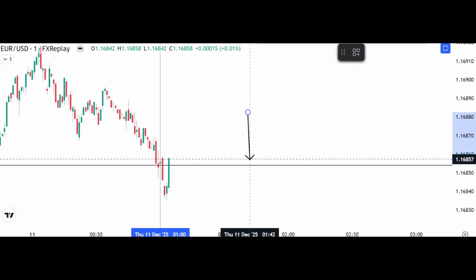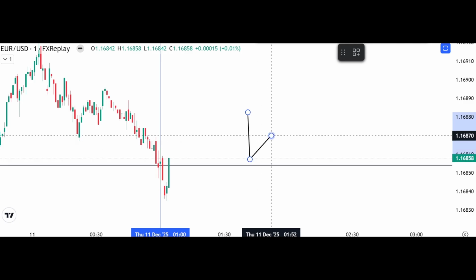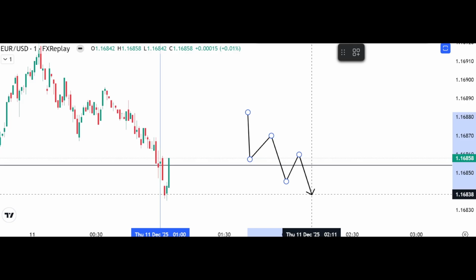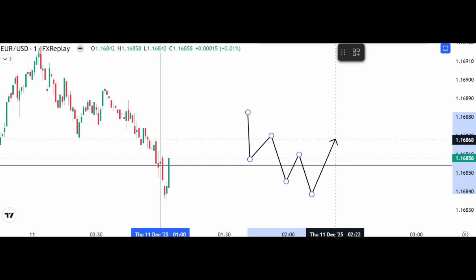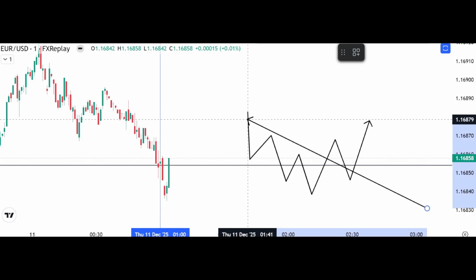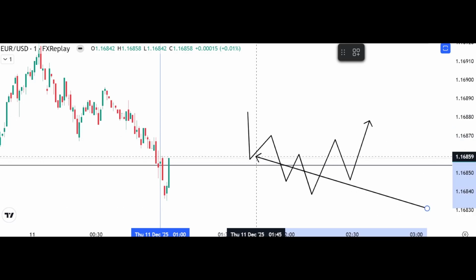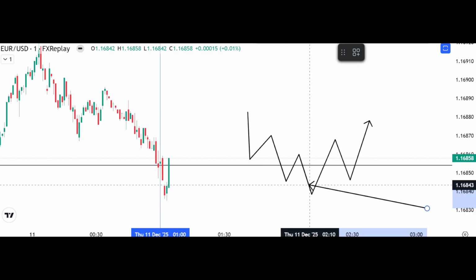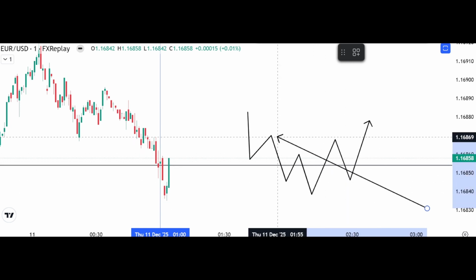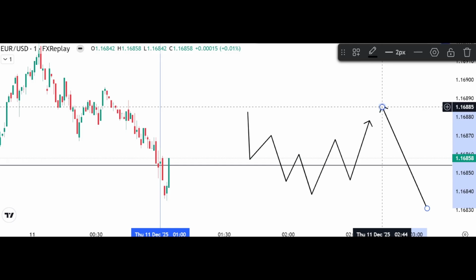Let me show you. This is low, this is lower high, this is lower low, and this is lower high. Again, lower low. Then price changes character and it makes higher high, higher low, higher high. So price was going down, making lower lows, lower highs, lower lows, and then suddenly price changes character. This is the displacement. This proves that the trend has changed to the upside.